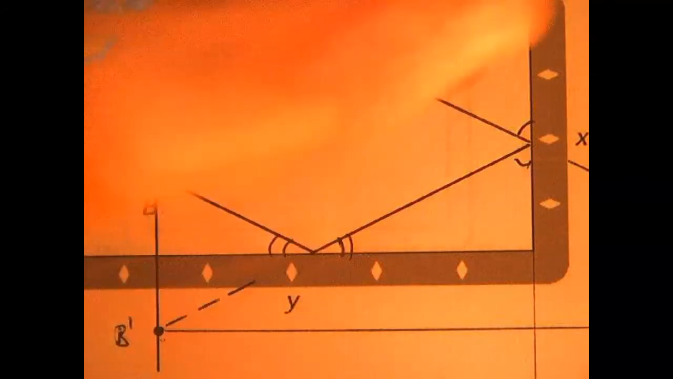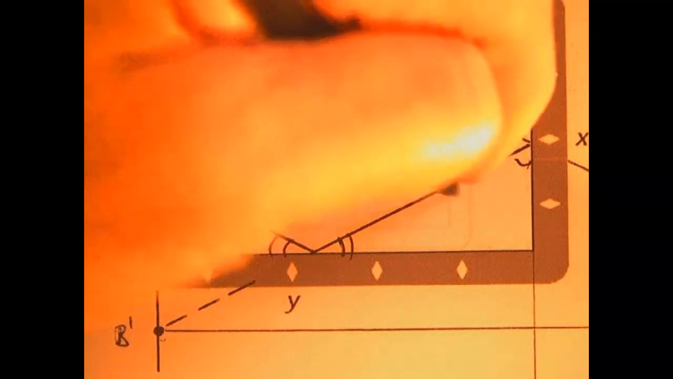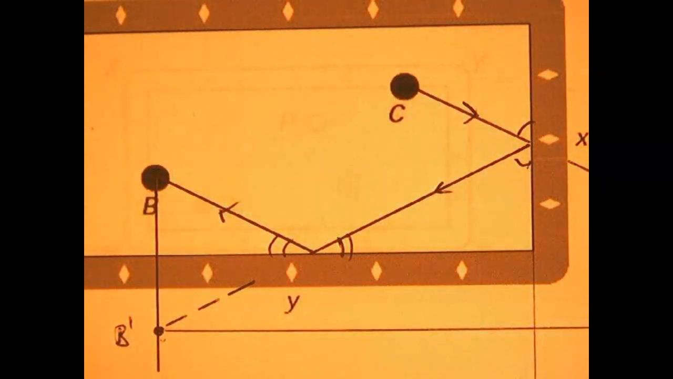And this would be the path of the ball. We'll go from here, and then it will bounce this way, and then it will go right into the other ball.